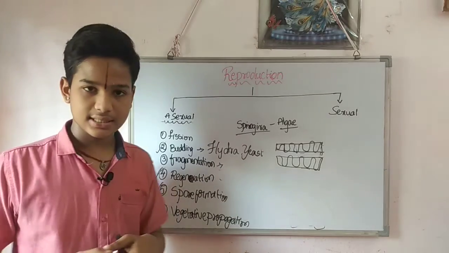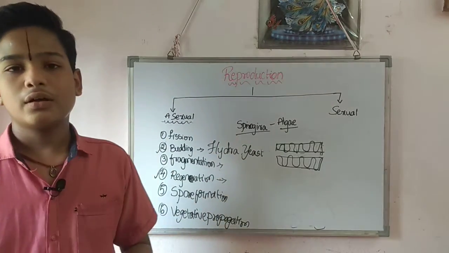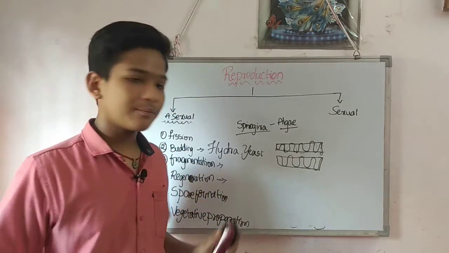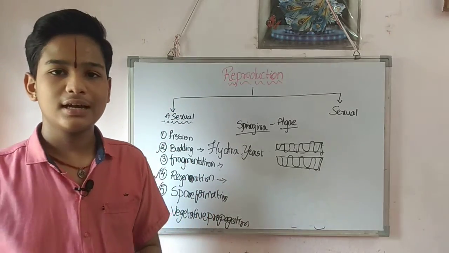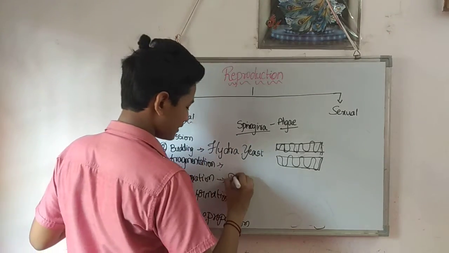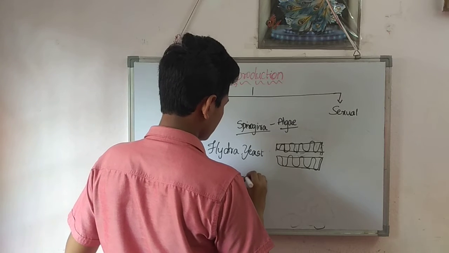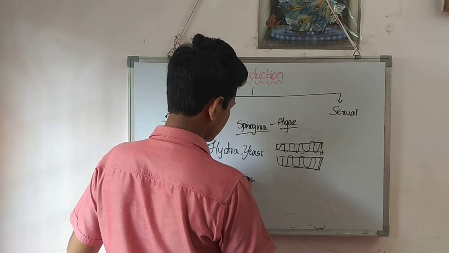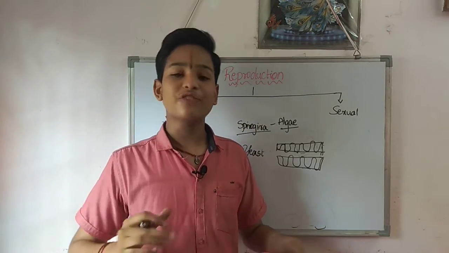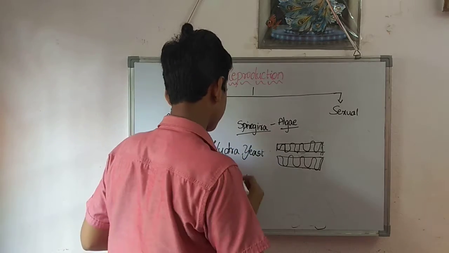Next one is regeneration. We will take this regeneration. Example, planaria. You know this planaria? This planaria is a flatworm.